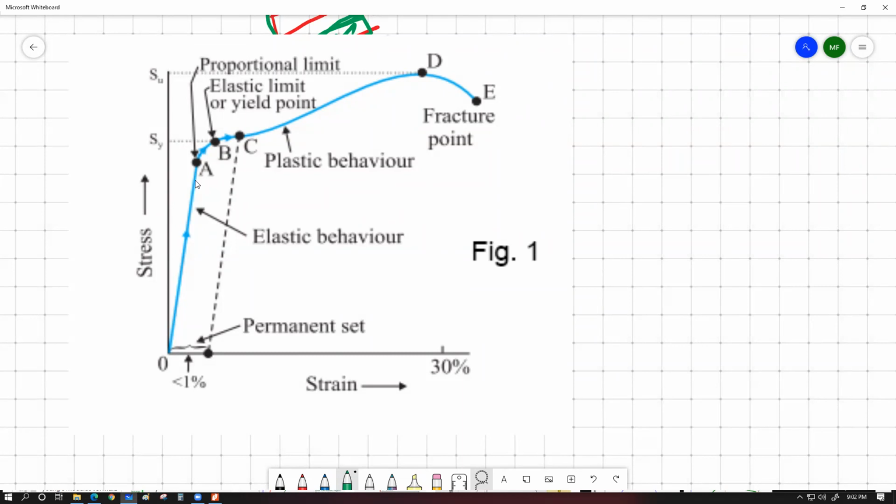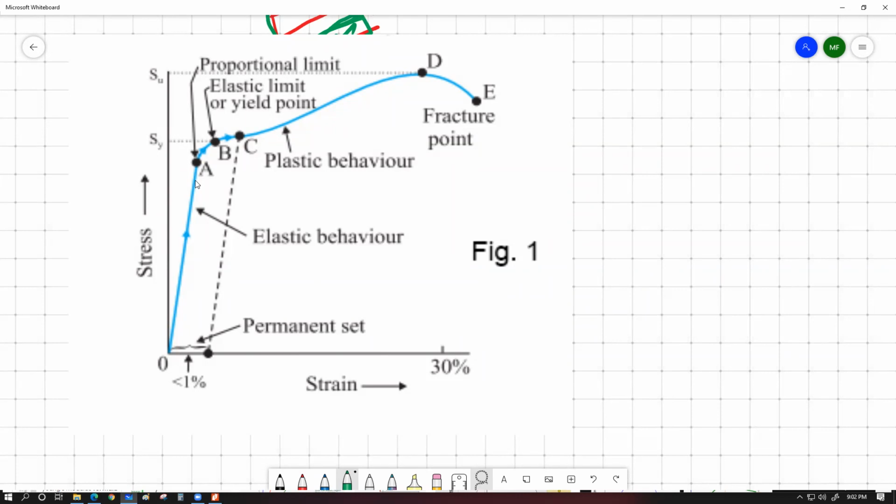Try to understand, this is a geometric property of the graph, straight line. A point we are calling the proportionality limit. We're calling this A as the proportionality limit or limit of proportionality, which means till the graph is a perfectly straight line, that is what we're calling a proportionality limit.